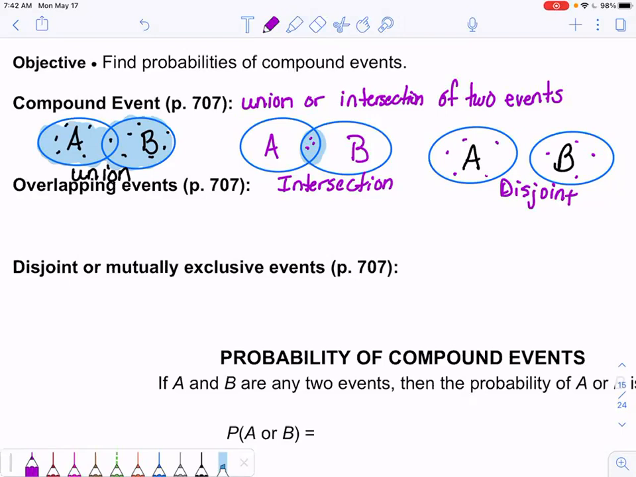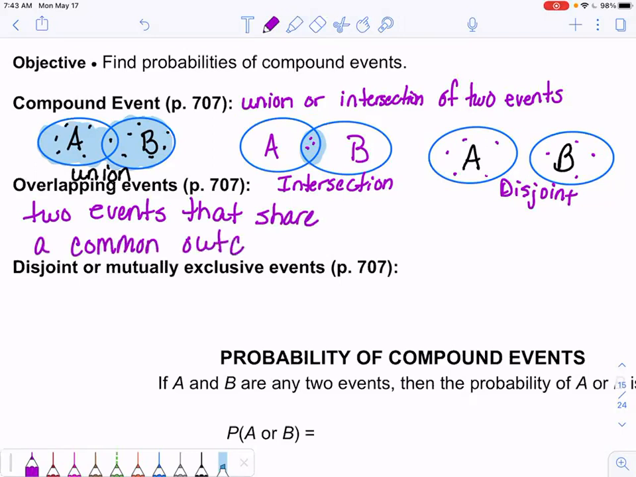So looking at the two terms underneath, overlapping events would be two events that have something in common. They have a common outcome. So either they have everything in common or they have this little portion in common. But overlapping events are two events that share a common outcome. So they're going to have something in common. They're going to intersect somewhere.